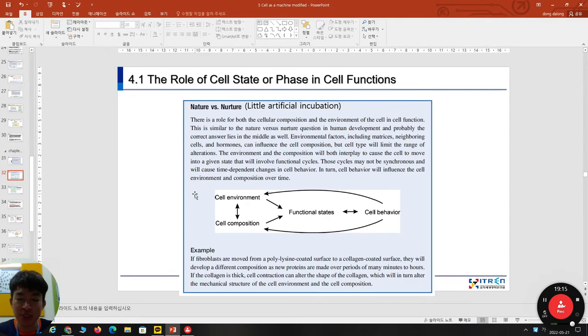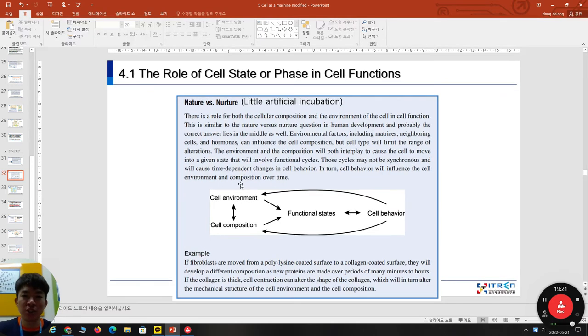So, the role of the cell state or phase in cell function. Always think about nature and nurture. Nurture is a little similar to nature in alphabetical terms, but the real meaning is a little artificial incubation. For example, naturally, how do your fibroblasts behave in your body? But when you culture the cells on TCP, this is a nurture condition, an artificial condition. So you always think about how my fibroblasts behave in the oral cavity, or skin, or keloid. And then when you design your in vitro study, how do you perfectly mimic nature?